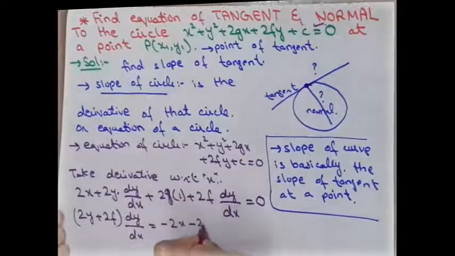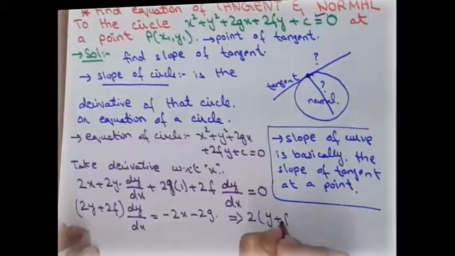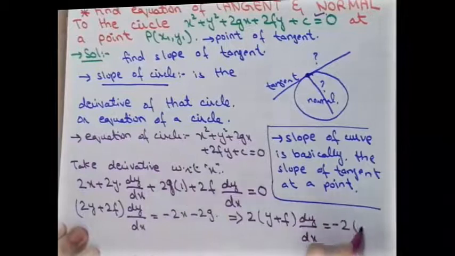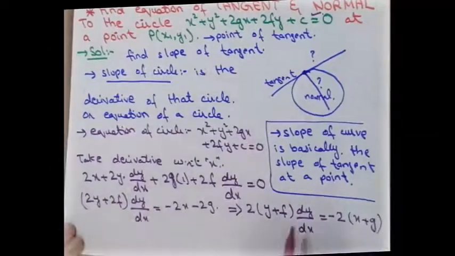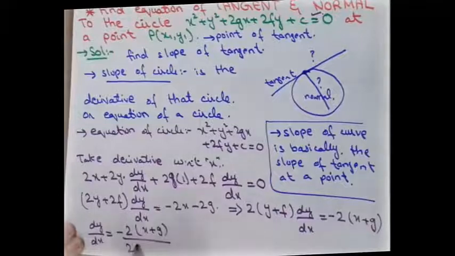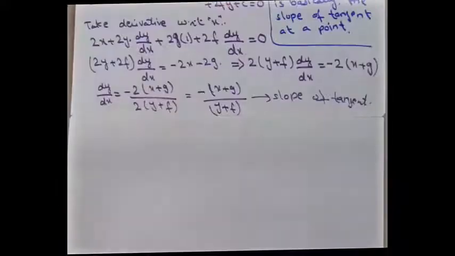it will be minus 2x minus 2g. If we take a common 2, then the remaining term is y plus f with dy over dx, and in a similar way we take a common minus 2, then it will be x plus g. So basically our aim is to find this factor, dy over dx, which equals minus 2 times x plus g, divided by this term, 2 times y plus f. So after cancelling the 2, we are remaining with x plus g over y plus f.